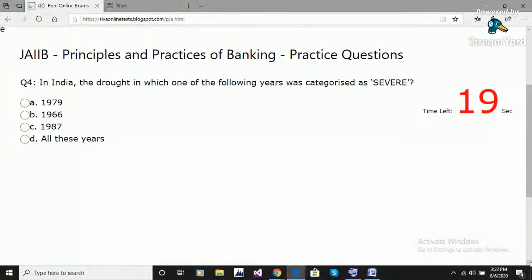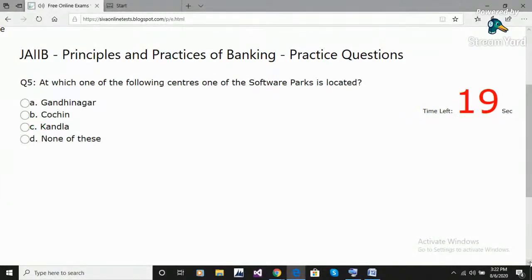Question 4. In India, the drought in which one of the following years was categorized as severe? Option A. 1979. Option B. 1966. Option C. 1987. Option D. All these years. Answer C. 1987.